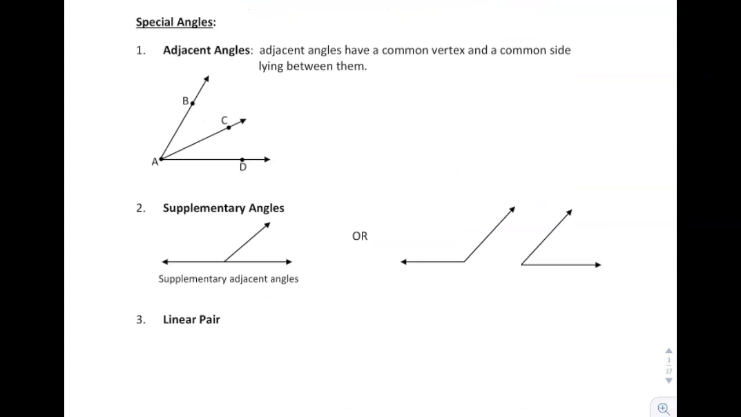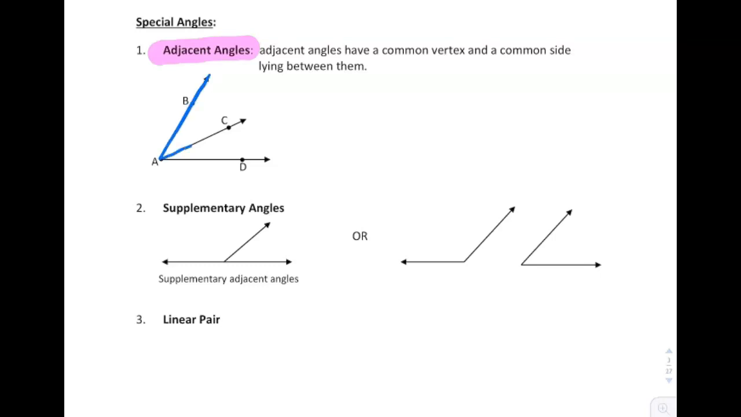And some new vocabulary. Special angles. What about adjacent angles? The word adjacent, just in regular terms outside of math, means next to. So adjacent angles have a common vertex and a common side line between them. So they're basically like next door neighbors.